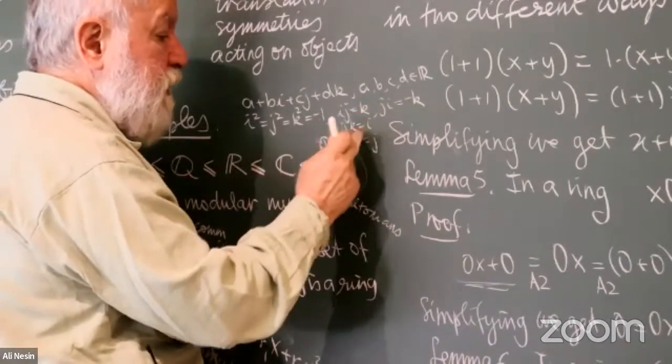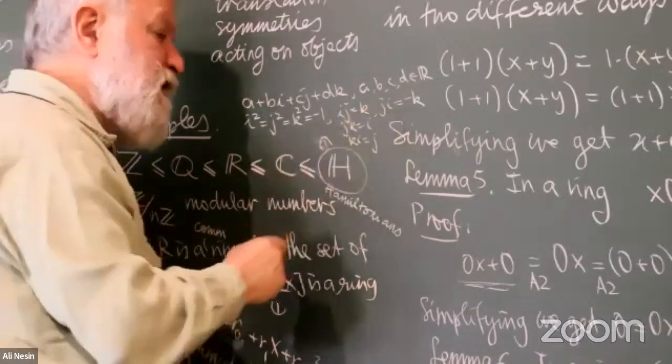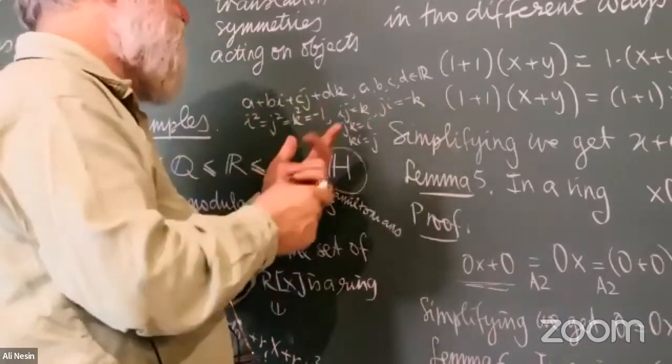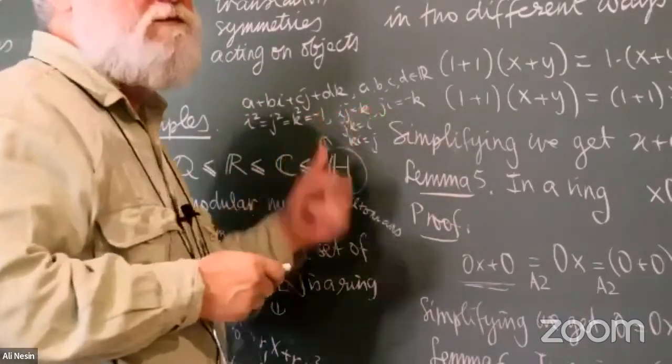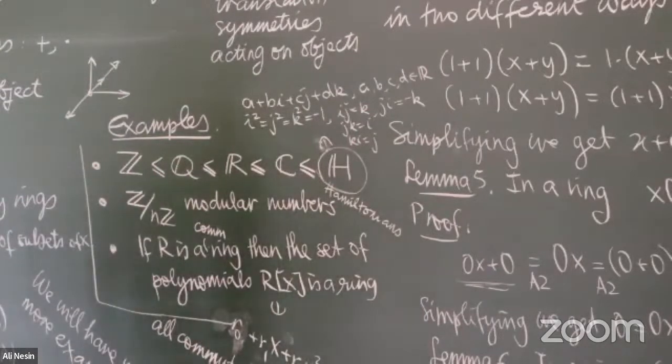KJ will be minus I. IK will be minus J. You see, IJ is not equal to JI, but they are not too different. We'll get more non-commutative rings later on. Okay, let's come here.